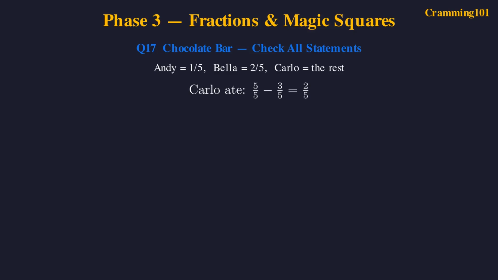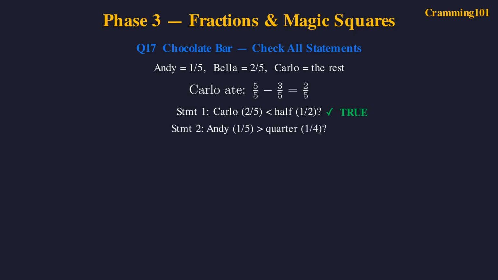Statement 1, Carlo ate less than half. Carlo ate 2/5. Half is 1/2. Since 2/5 is less than 1/2, statement 1 is true. Statement 2, Andy ate more than 1/4. Andy ate 1/5. 1/5 is smaller than 1/4, so statement 2 is false.